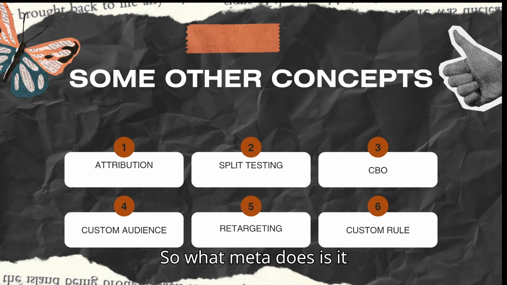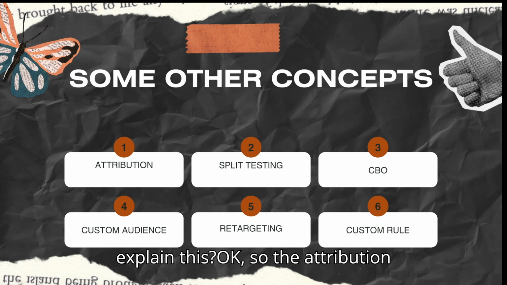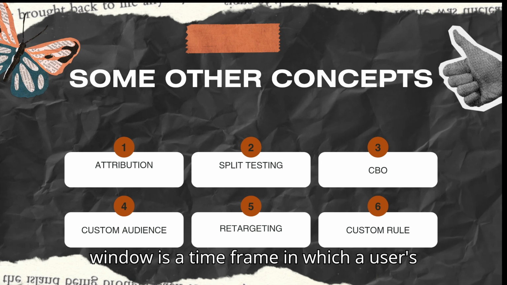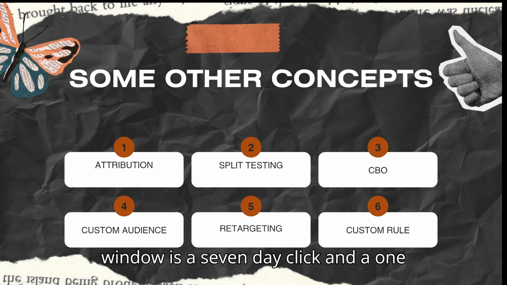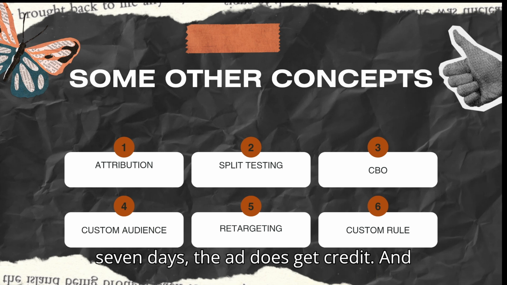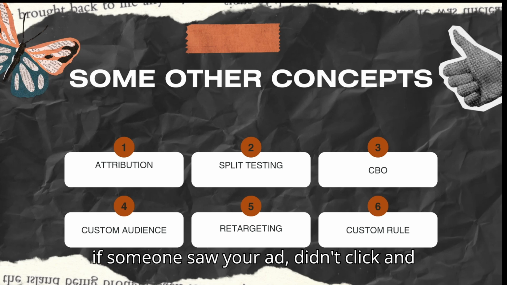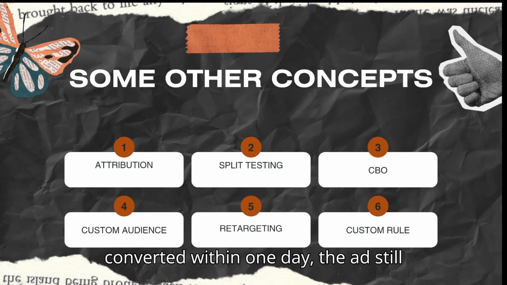Okay, so what Meta does is it basically tracks clicks within 7 days. Okay, so the attribution window is the time frame in which a user's action, like a purchase, is attributed back to an ad. Meta's default attribution window is a 7-day click and a 1-day view. So this means if someone clicked your ad and converted within 7 days, the ad does get credit. And if someone saw your ad, didn't click, and converted within 1 day, the ad still gets credit.